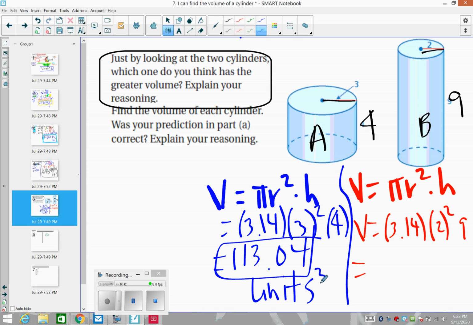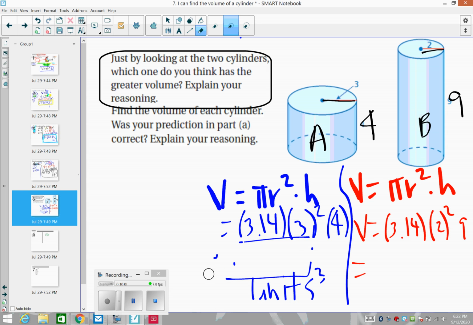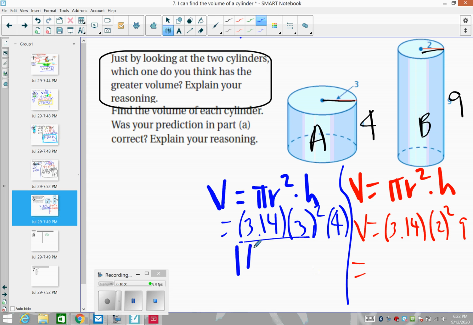Whoops, I made a mistake on that first one. That is not correct. You should be catching that. I typed in the wrong height. So 3.14 times the radius squared times the height. Oh, maybe I did do that right. I guess I did do that right. I think it's the next one that I got wrong. So 113.04 units cubed.